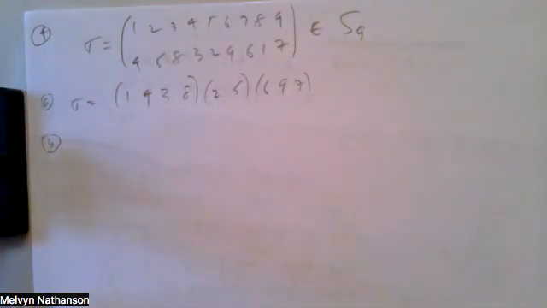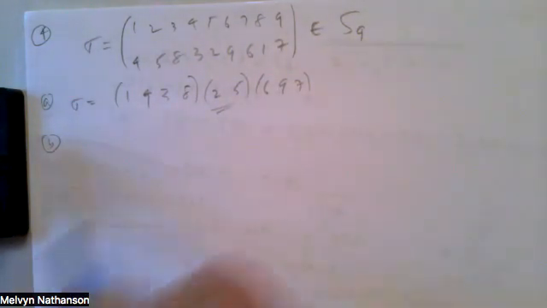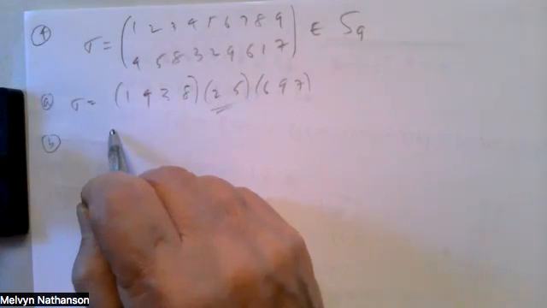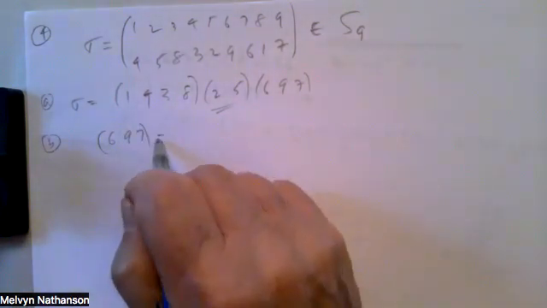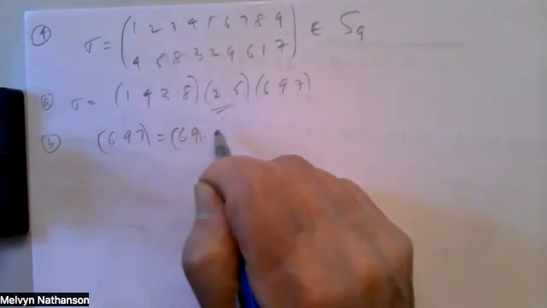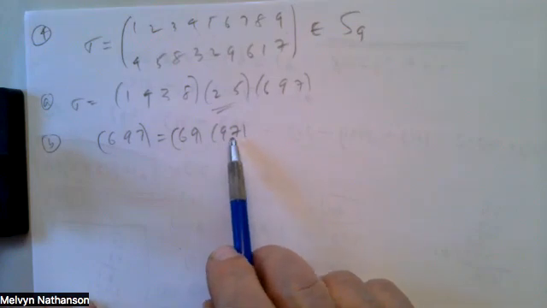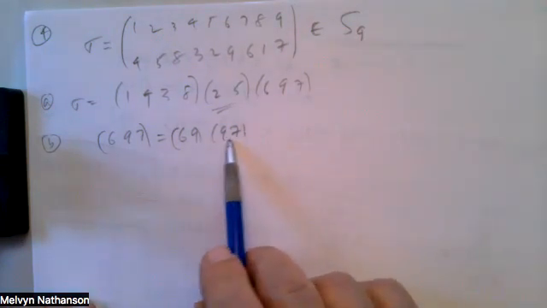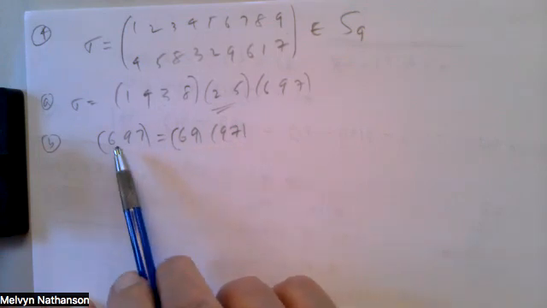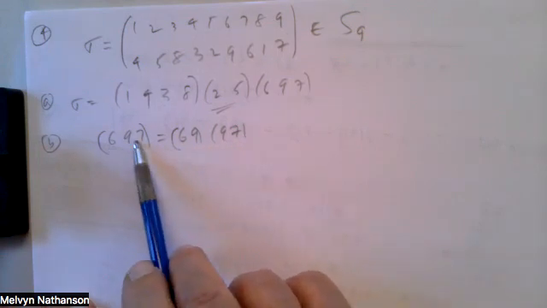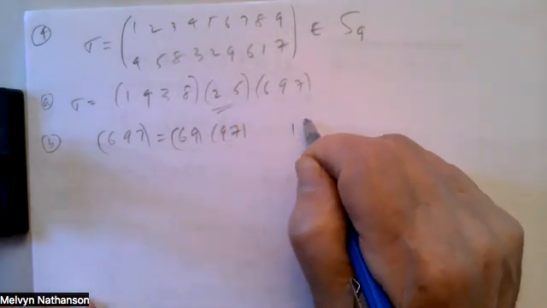Part B, well, (2 5) is a transposition. What about (6 9 7)? If I take (6 9) and (9 7), see, how does this act? This sends 6 to 6 to 9, 9 to 7 to 7, 7 to 9 to 6. So the 3 cycle (6 9 7) is a product of these 2 transpositions.